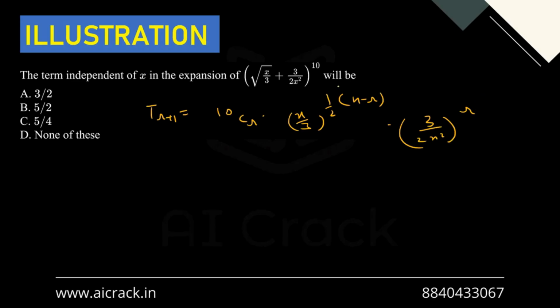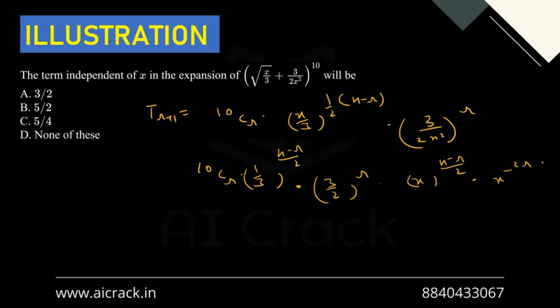So basically we have to add the powers of x and make them 0, right? So 10Cr · (1/3)^((n−r)/2) · x^((n−r)/2). I'll write the coefficient first, the constant terms first. So that would be (3/2)^r · x^((n−r)/2) · x^(−2r), right? So let's say this term is called k, this would become x^(n−r), and that would become −4r by 2. So basically x^((n−5r)/2), right?